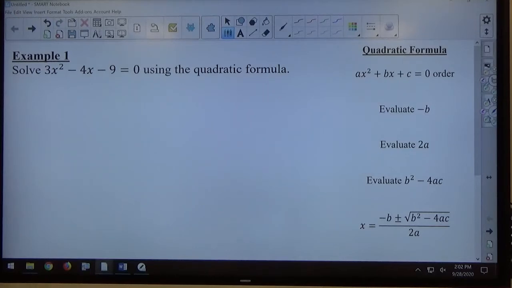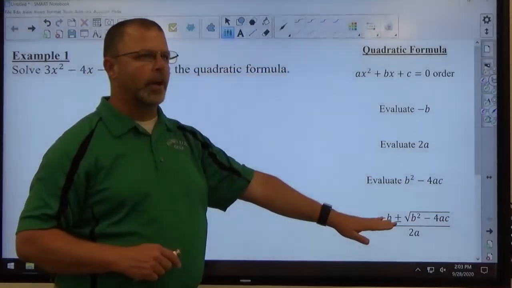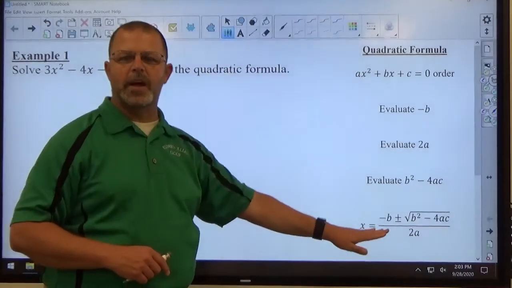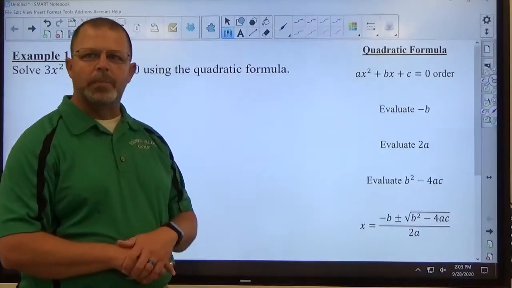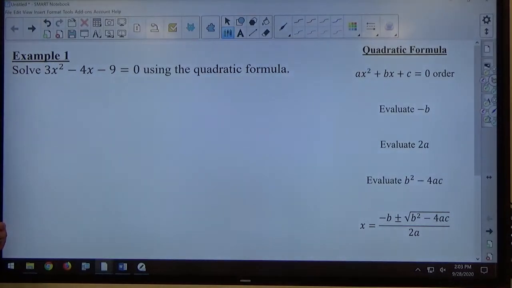Okay. So, example one, solve 3x squared minus 4x minus 9 equals 0 using the quadratic formula. This is how the quadratic formula is evaluated. The formula itself is the very last line. The x equals negative b plus or minus the square root of b squared minus 4ac over 2a. That's just the formula. That tells you the right answers to any quadratic equation anytime you feel like it.